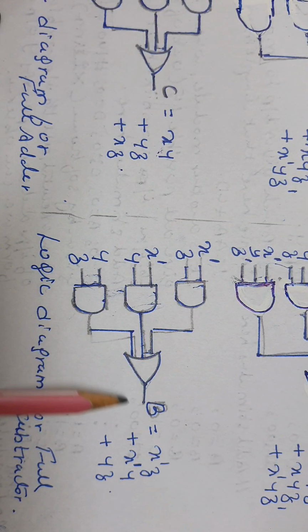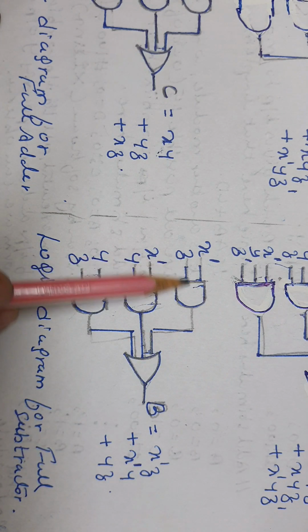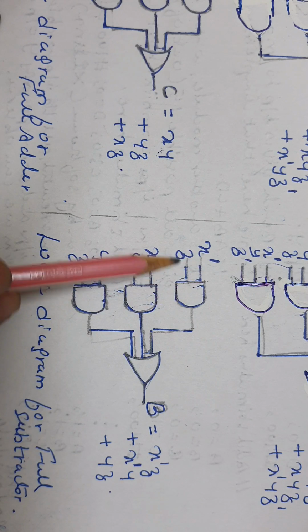This is the logic diagram for the borrow bit, which is equal to x dash z plus x dash y plus yz. So x dash ANDed with z. That is here x dash and z are ANDed.